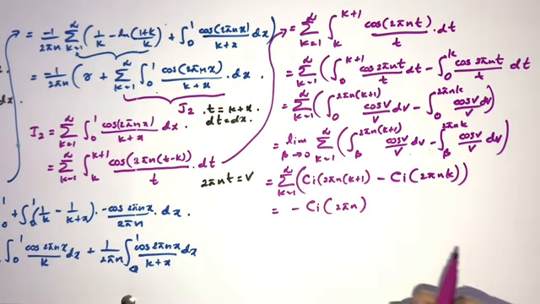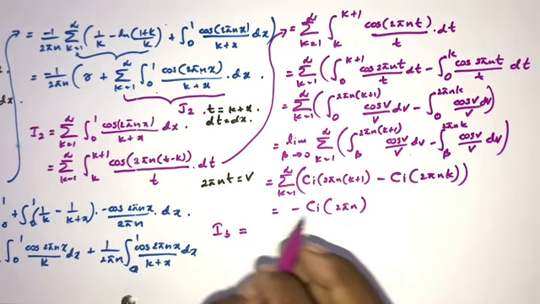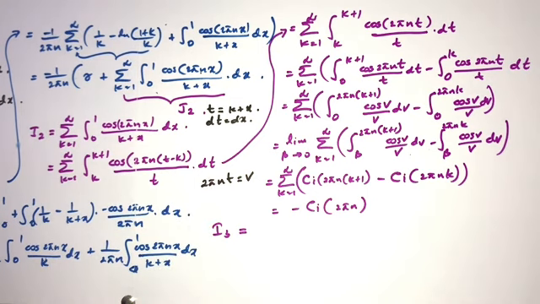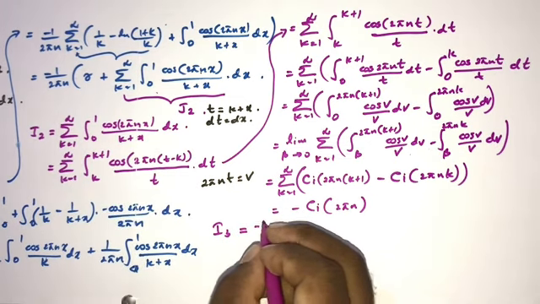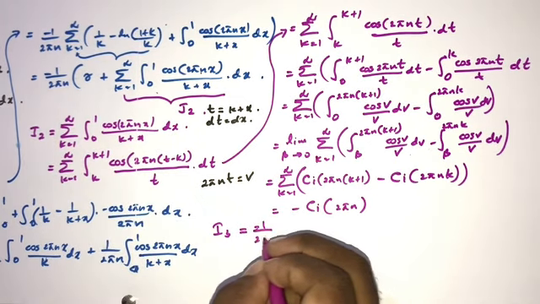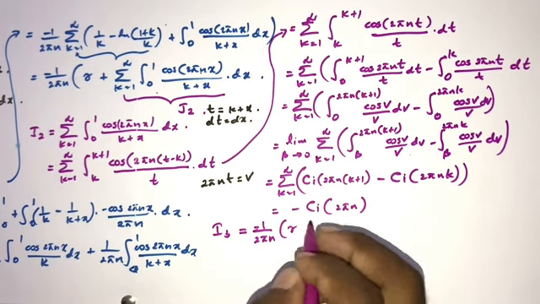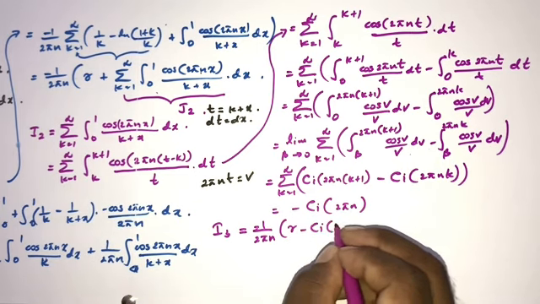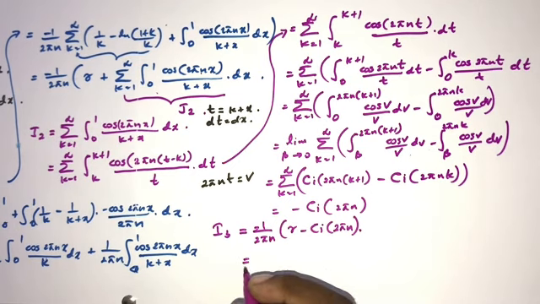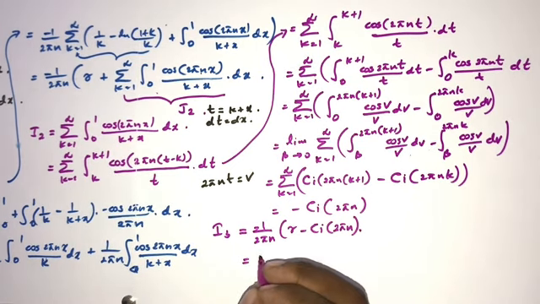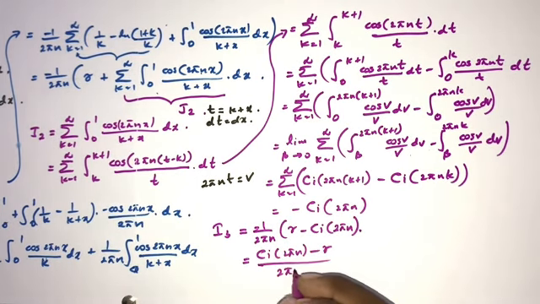So now we have I3. Yes, I3 is equal to minus 1 over 2 pi n, minus 1 over 2 pi n gamma, plus, so here minus the cosine integral of 2 pi n. So if we simplify, we know it is Ci of 2 pi n minus gamma over 2 pi n.